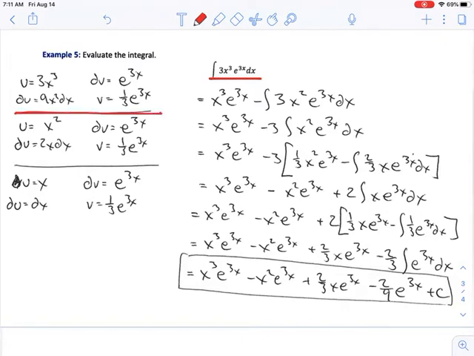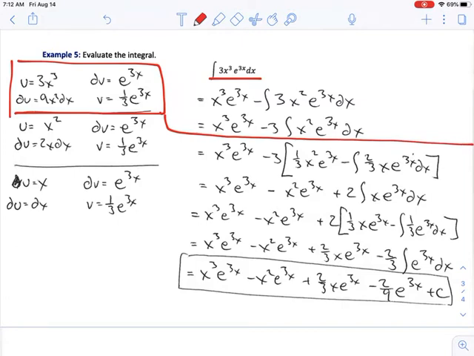I'm going to color code these. We're going to do the first round in red, and that's going to be up through there. So u is 3x cubed. The derivative of that is 9x squared dx. dv is equal to e to the 3x dx, and v is equal to 1/3 e to the 3x.